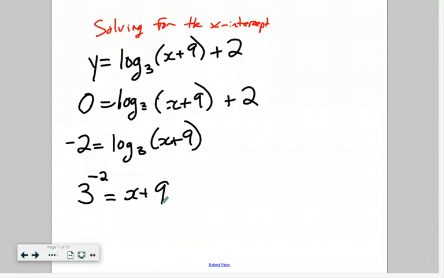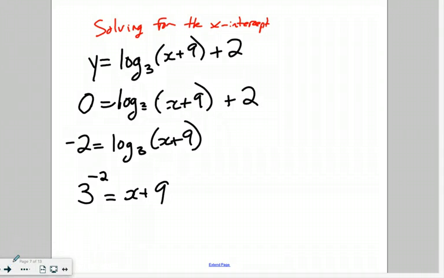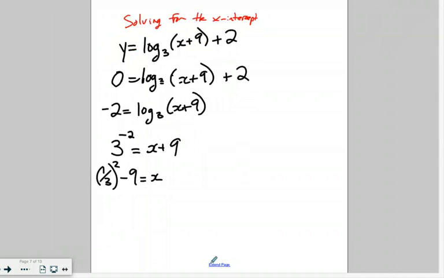Notice how that gives me x close to by itself. Now all I need to do is subtract 9. So, what is 3 to the power of negative 2? Remember your exponent laws. That's the same as 1/3 squared. When your exponent is negative, you take the reciprocal of the base, so 3 becomes 1/3, and your exponent becomes positive. So that's 1/3 squared, and then minus 9 equals x. So what we end up having here is 1/9 minus 9 is equal to x.